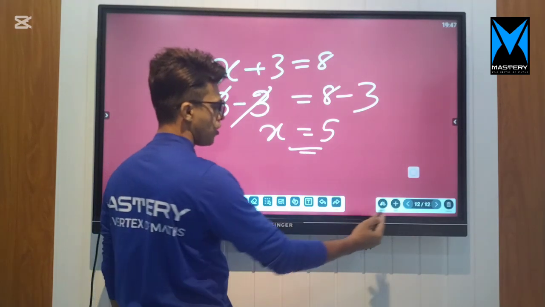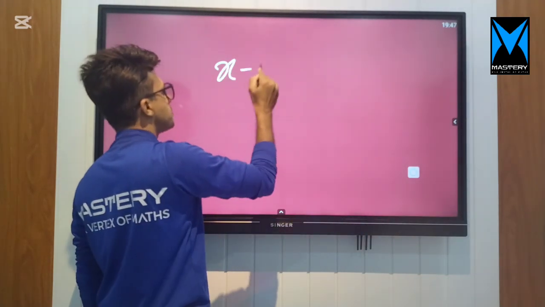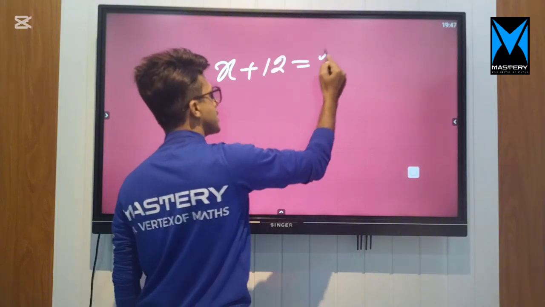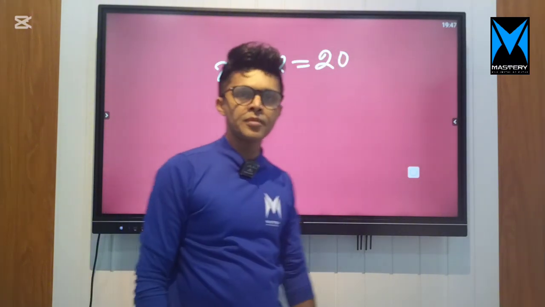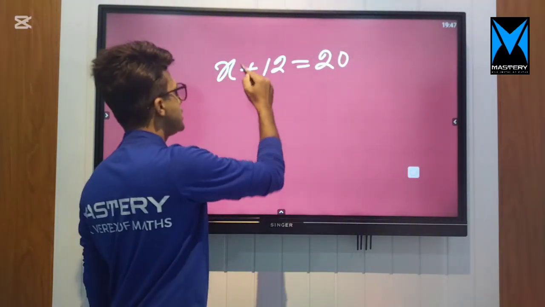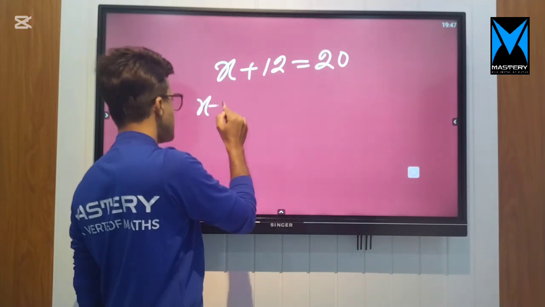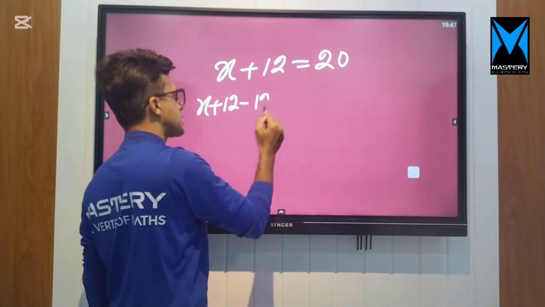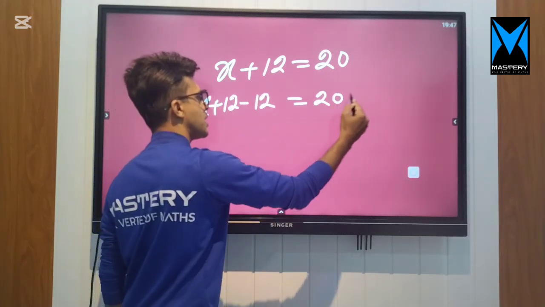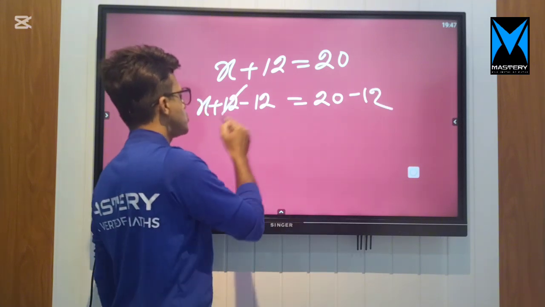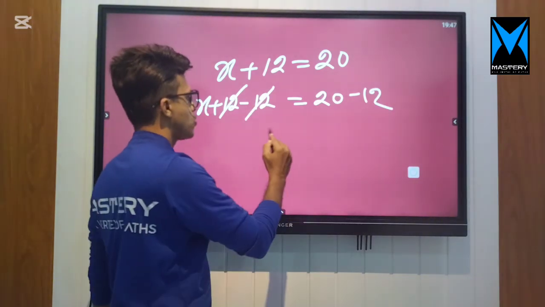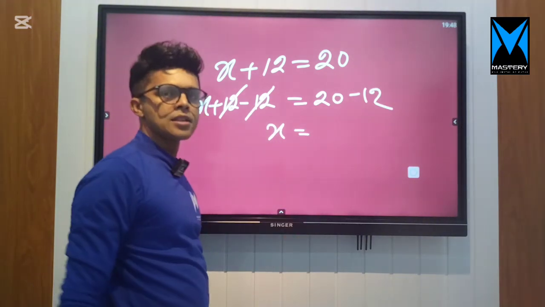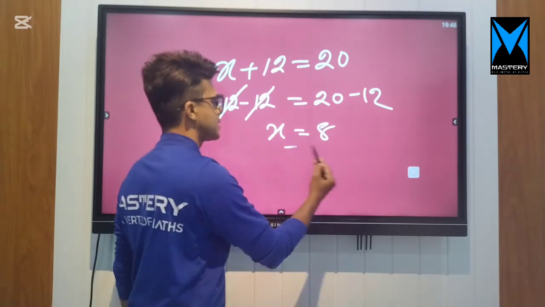So how can you do this type of one? x plus 12 equals 20. The same thing can be done, right? Here x plus 12, therefore you could subtract 12 from both sides. So plus 12 and minus 12 cancel out. x equals 20 minus 12, which is 8.